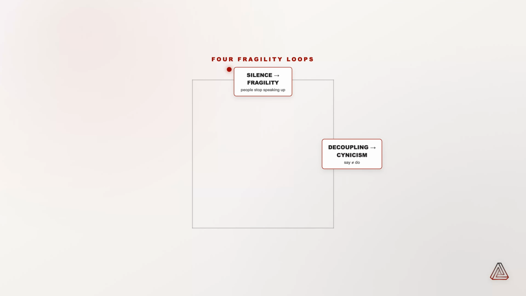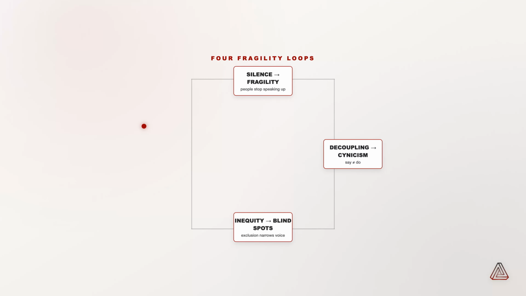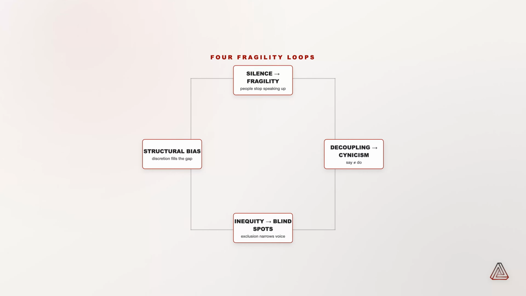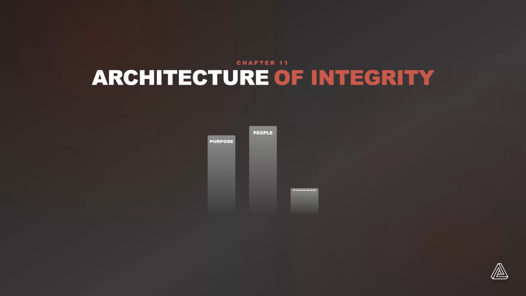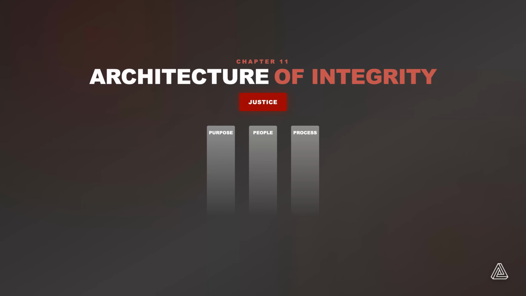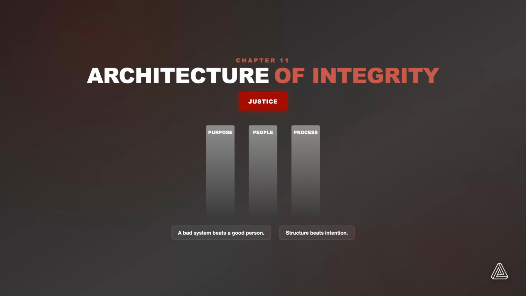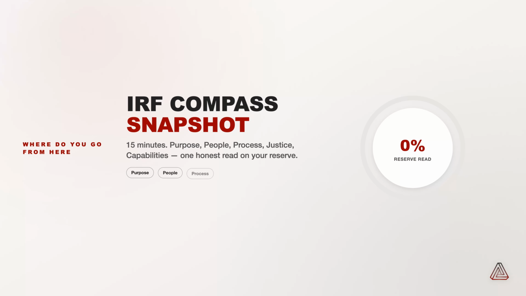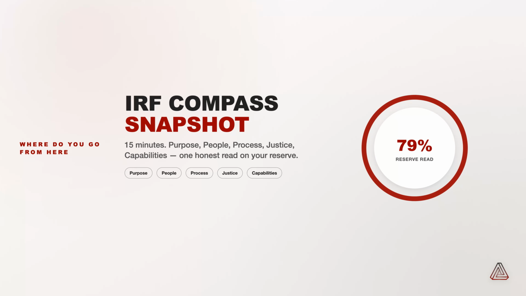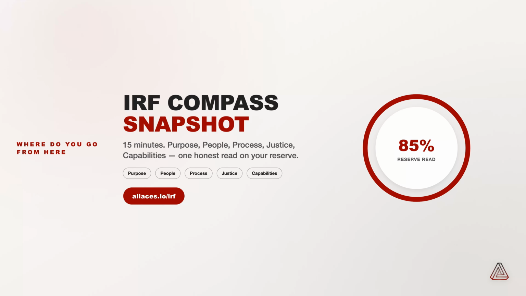Organizations grow through 5 stages: explorer, designer, builder, integrator, and steward. Left unchecked, 4 fragility loops quietly drain the reserve, starting with silence and ending in structural bias. The answer isn't heroics. It's an architecture of integrity. Systems built so doing right is doing easy. Take the free IRF Compass snapshot at elasis.io/earth and see where your reserve stands today.